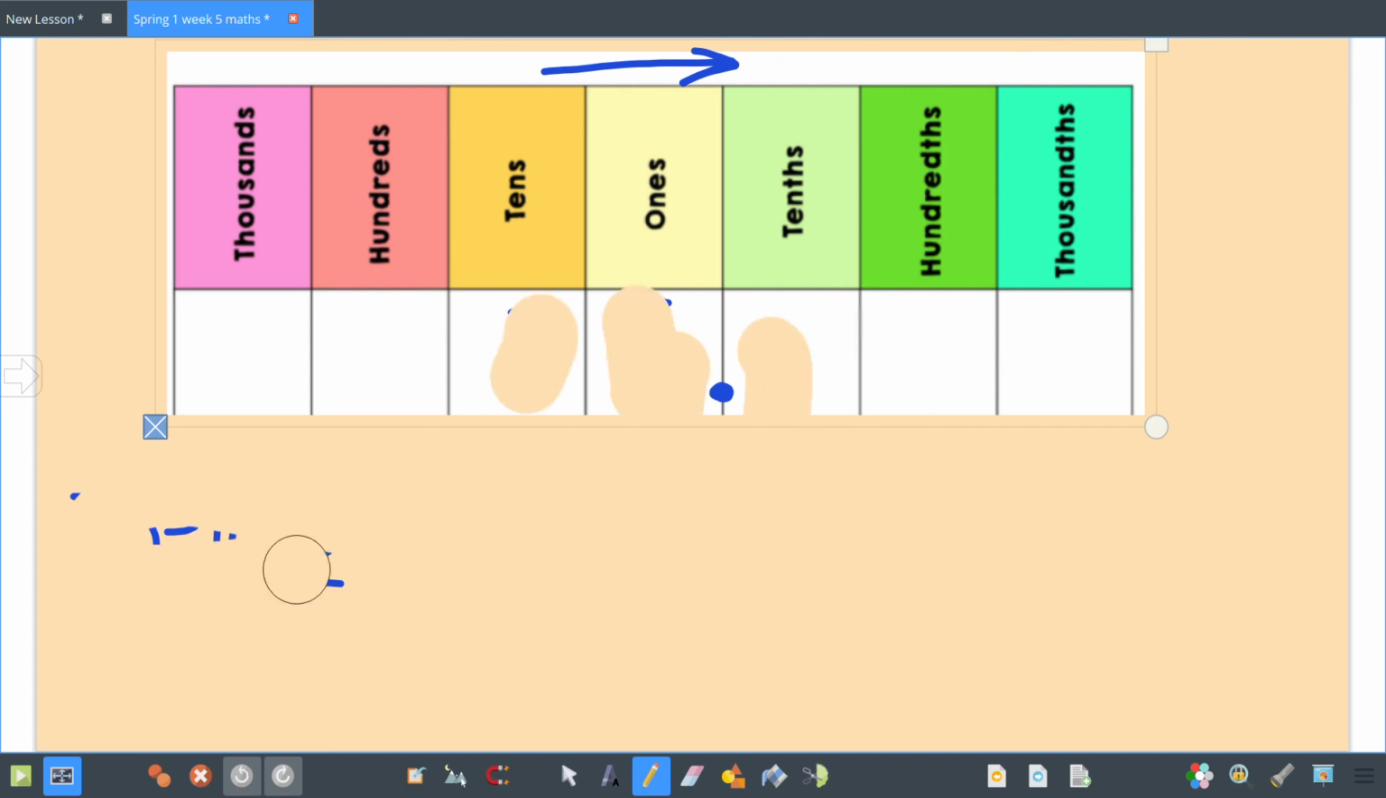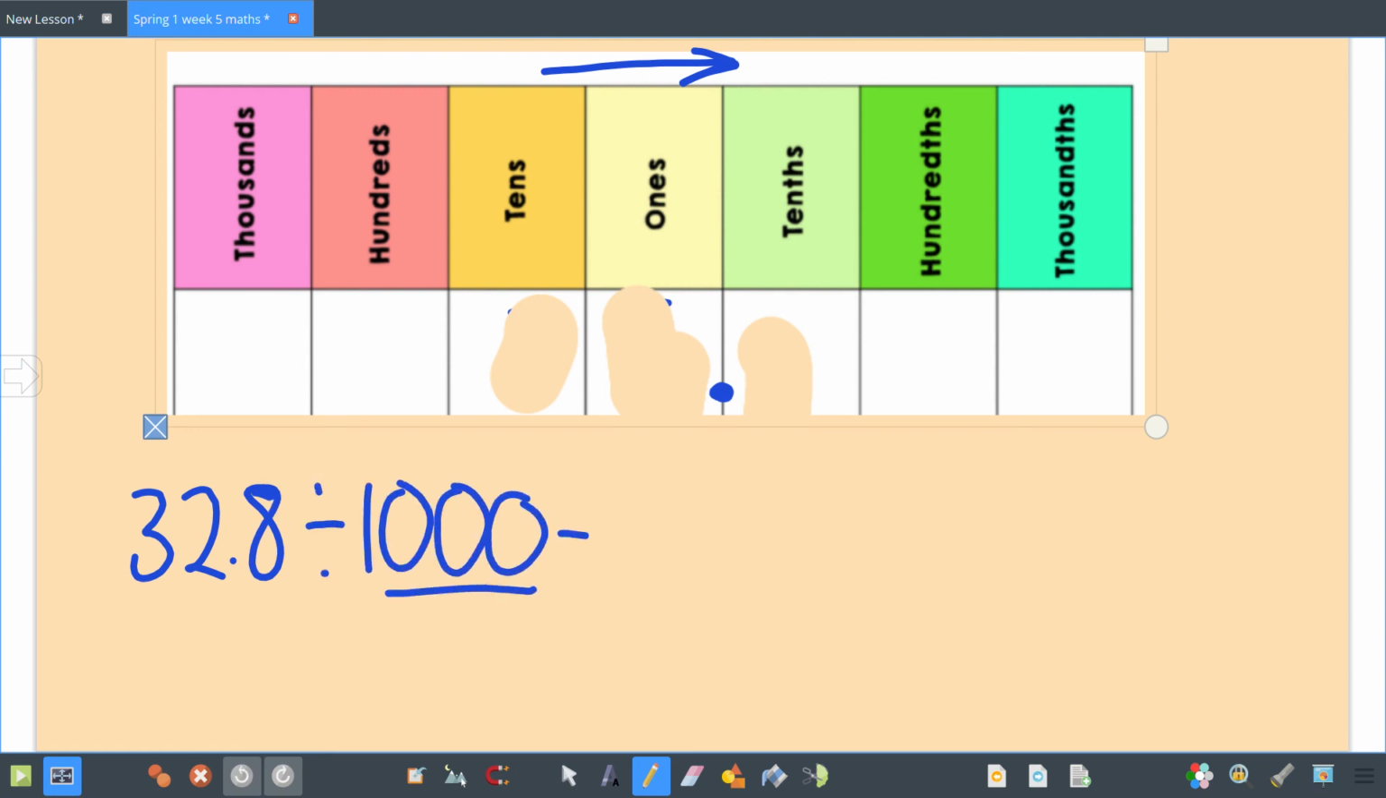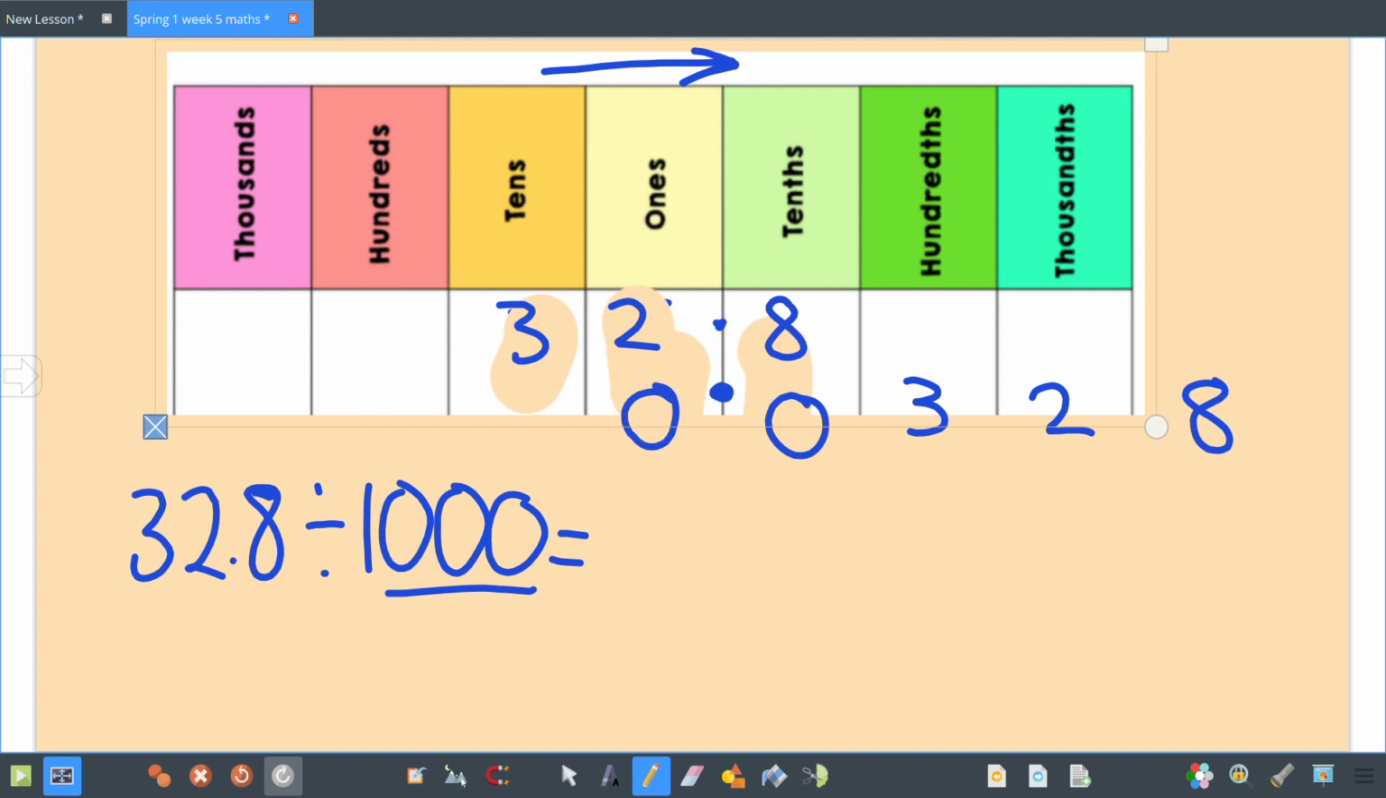So let's have a look at one more example. Let's say I had 32.8 divided by, let's make it hard, 1,000. So if you need to put it in your place value chart, 32.8 divided by 1,000, so everything's going to move 3 places. So I'm going to start my 3. 1, 2, 3. So I know my 3 is going to be there, so my 2 is going to be there, and my 8 would be there, and then I need to fill in my gaps with my zeros. Okay? Use a place value chart if you need to.